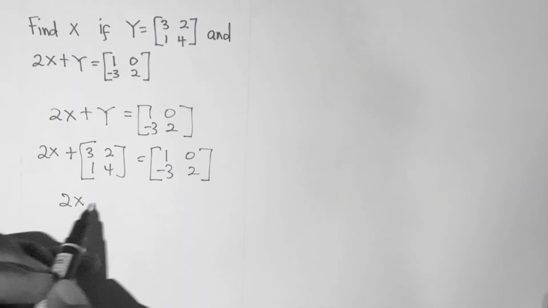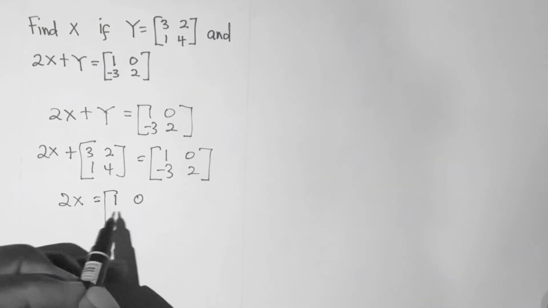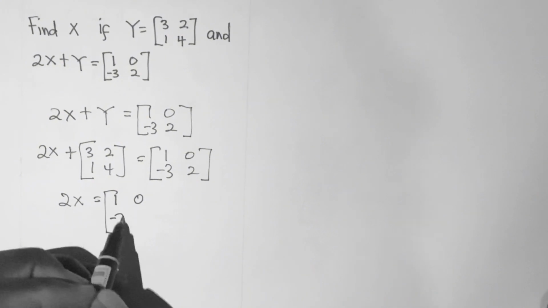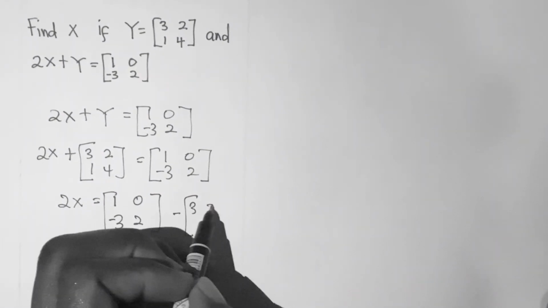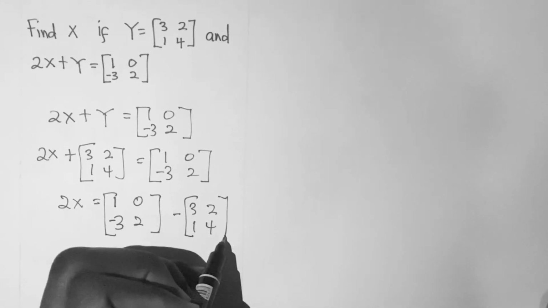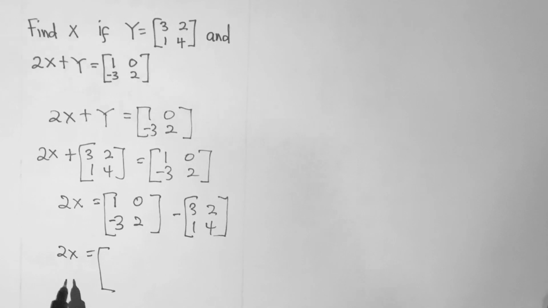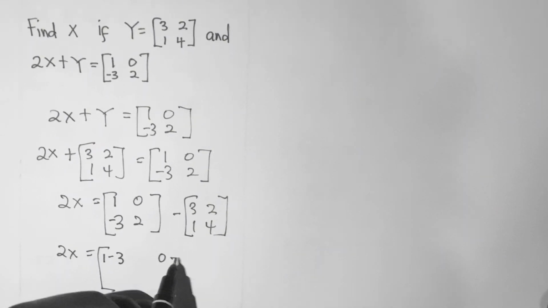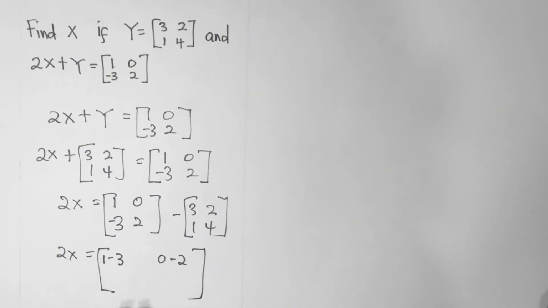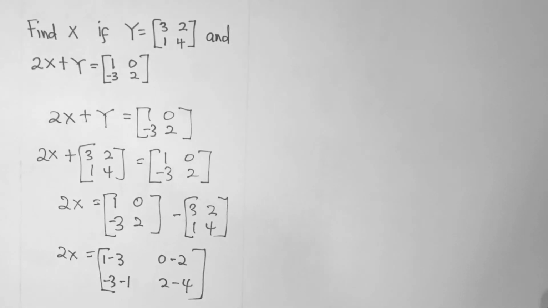So 2x is equal to, let's bring this to the other side. So it becomes 10 minus 32, then minus the matrix 3214. So 2x is equal to, let's open bracket. So this becomes 1 minus 3, 0 minus 2. Let's close bracket. Then minus 3 minus 1, and then 2 minus 4.